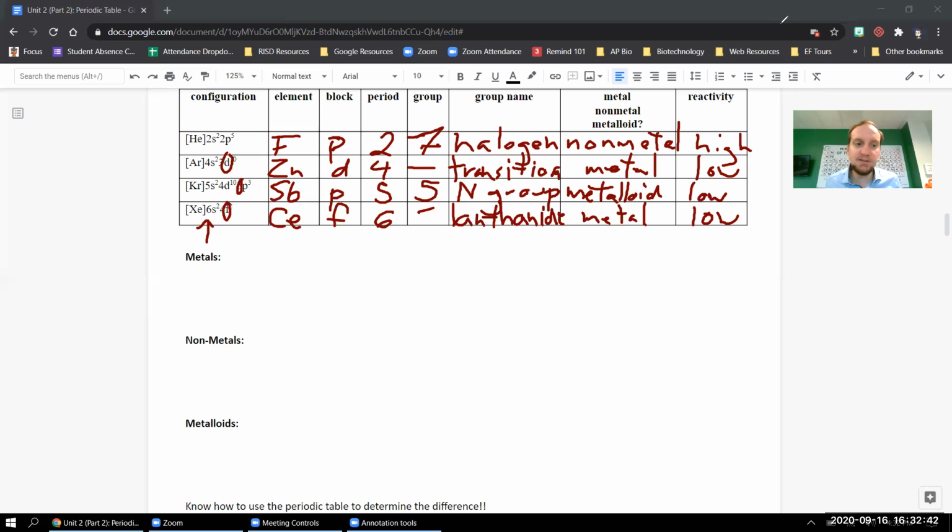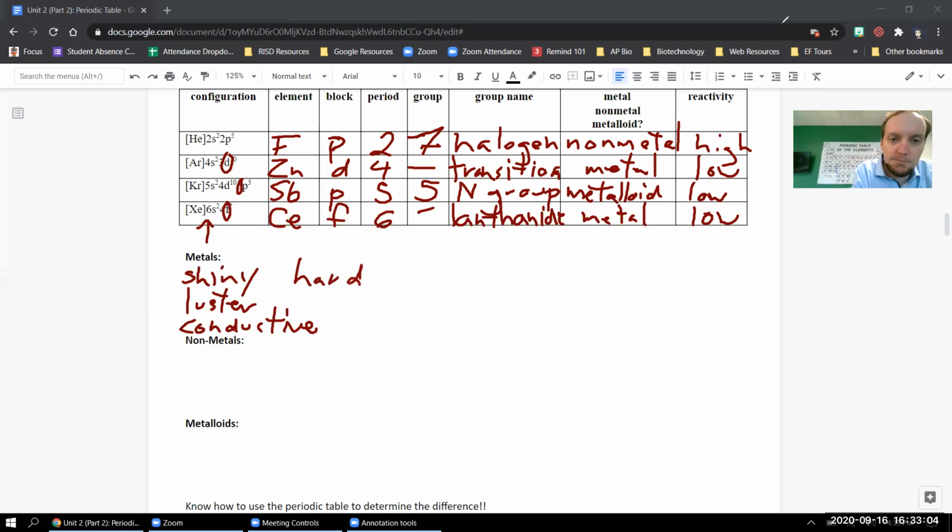Okay, so some properties of metals, nonmetals, and metalloids. Some properties, of course, metals are shiny. I know that sounds kind of silly. They have luster, which is basically shininess. They are conductive. They can conduct both heat and electricity. And obviously, they're hard. Metals are hard.